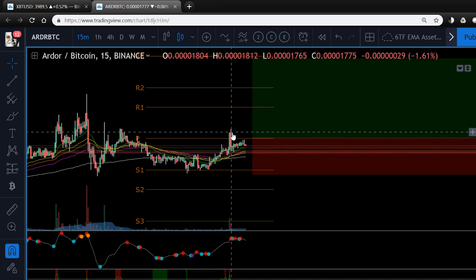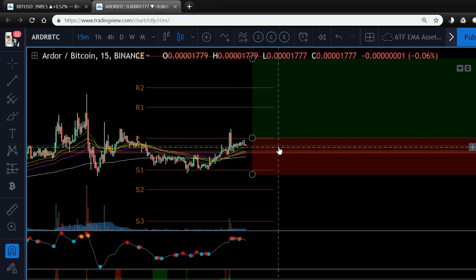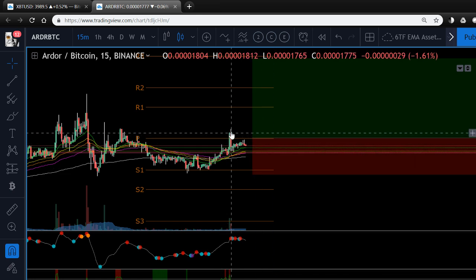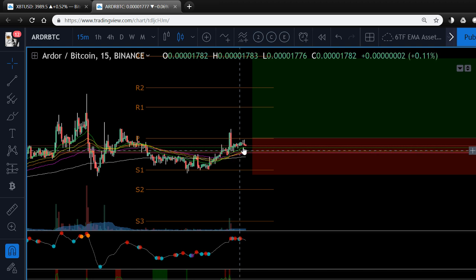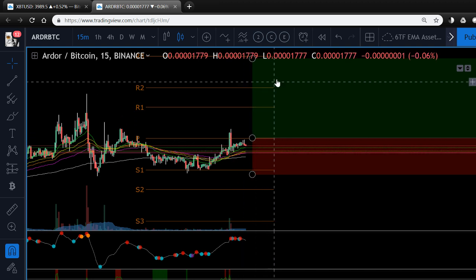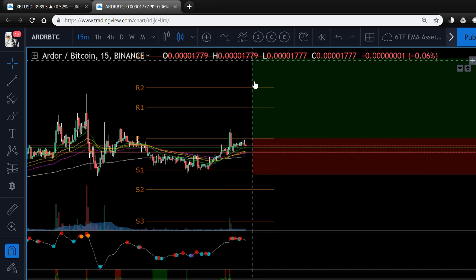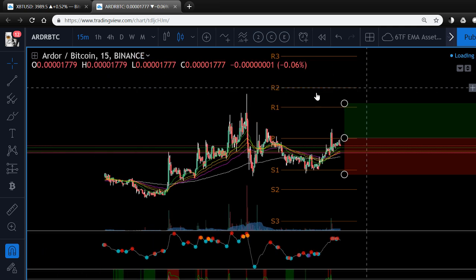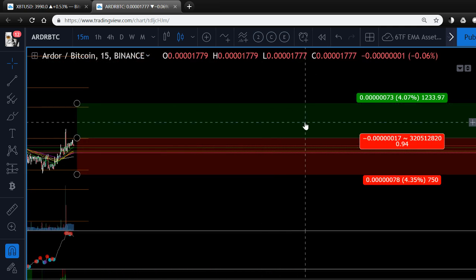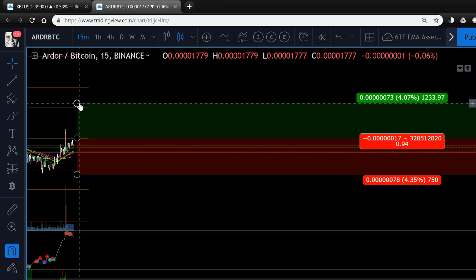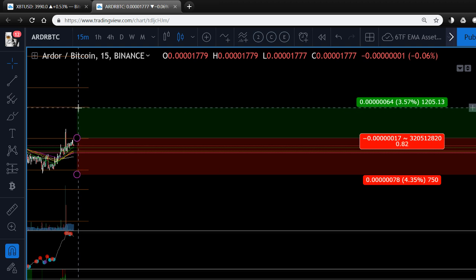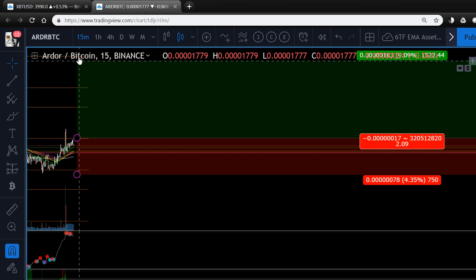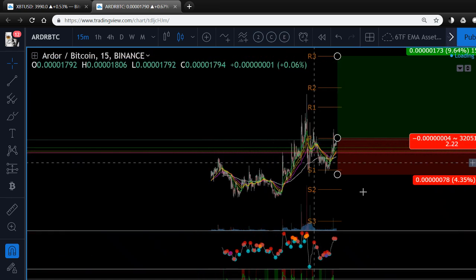So the possibility that I gave the signal for was we got a little volume coming up. We tested the EMAs, and then possibly get up in here, maybe the first target, which would still be 4%, which I mean that's good in my opinion for a quick trade. So that's what I was looking at there.